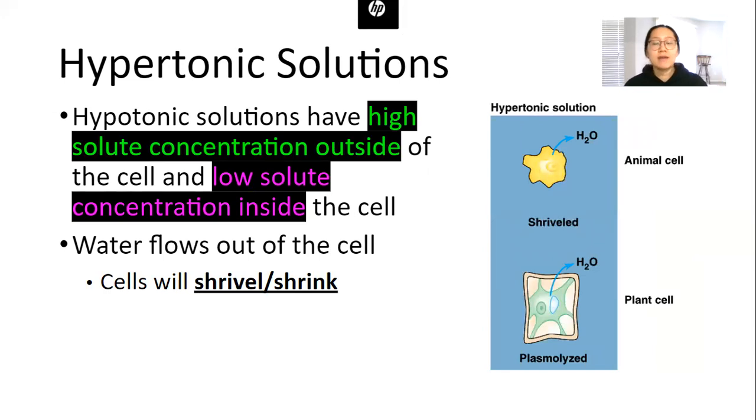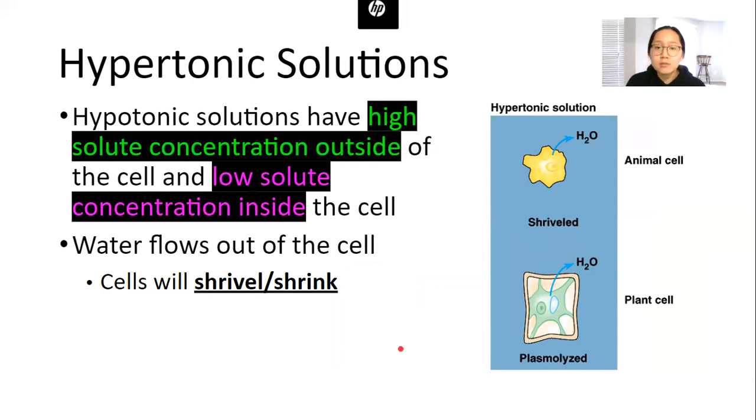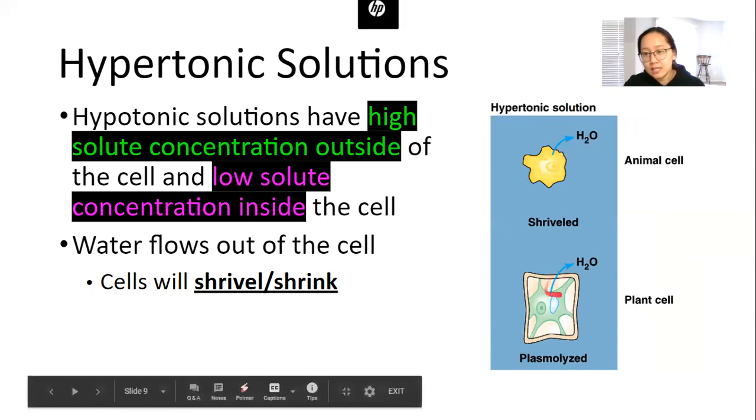On the opposite side, we have a hypertonic solution. There's a typo here. This should be hypertonic. Hypertonic solutions have a high solute concentration outside of the cell and a low solute concentration inside the cell. So a hypertonic solution means that the outside is so salty when you put that cell into that liquid. So the water is actually going to leave the cell. So the net arrow right here is an arrow leaving the cell.